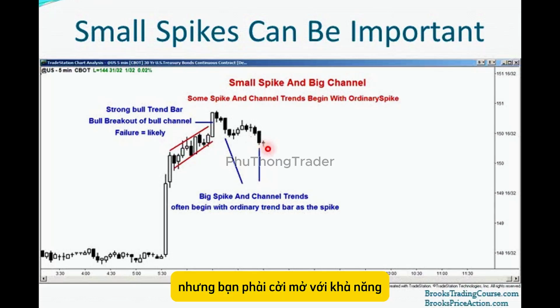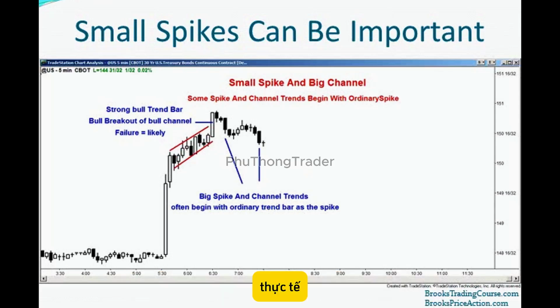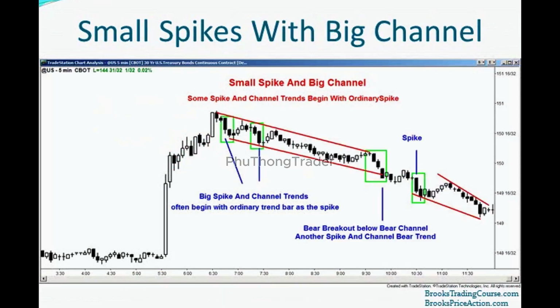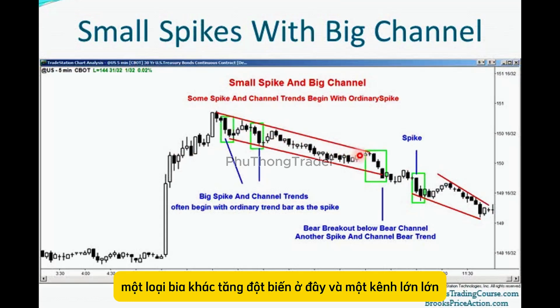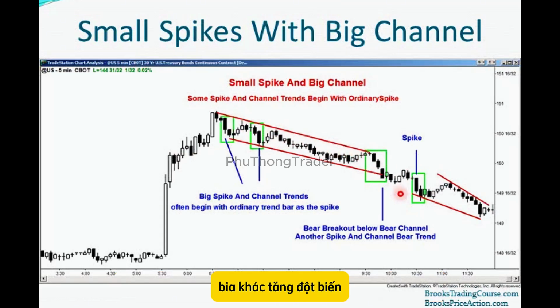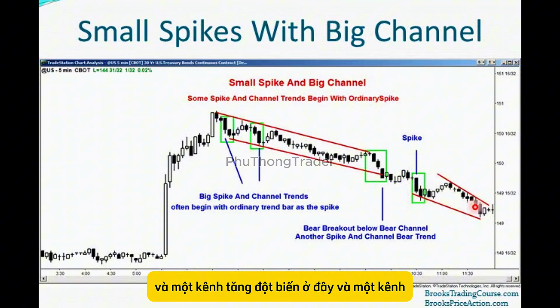But you have to be open to the possibility that this little bear trend bar, or maybe this little bear trend bar, will be followed by a bear channel that'll go on much longer than what you think is realistic. And that's what actually happened here. So we had a bear spike here, another bear spike here, and a big channel. Another bear spike, and then a wedge-shaped channel down here. Another bear spike and a wedge channel here. So you have a spike down here and a channel, a spike down here and a channel, spike down here and a channel, spike down here and a channel.